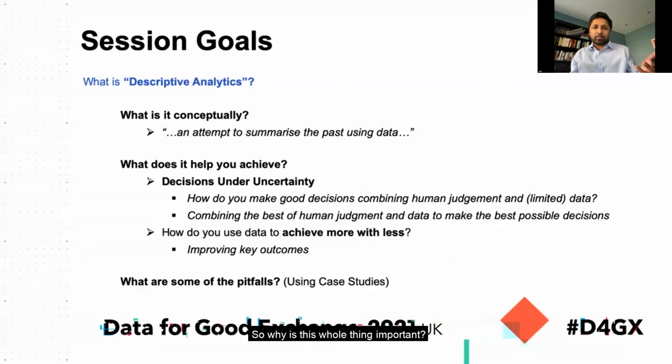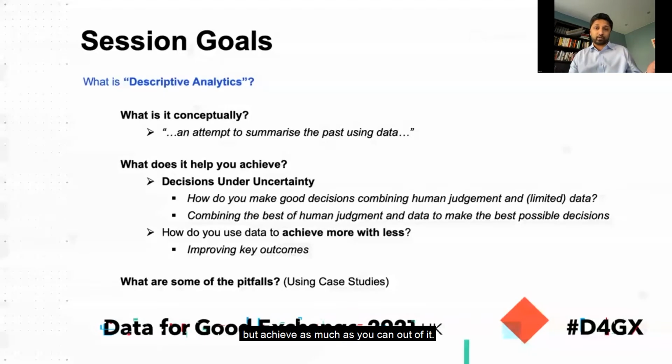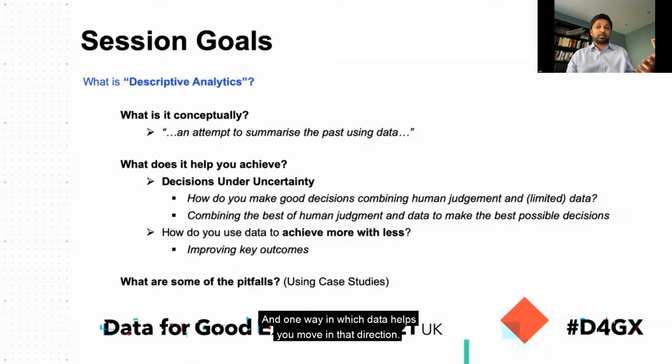So why is this whole thing important? Why should you even care? It's because as an agent, you're trying to achieve something and you're often constrained. You're constrained on money, you're constrained on time, you're constrained on people. How do you take the same thing that you have, but achieve as much as you can out of it? And one way in which data helps you move in that direction.